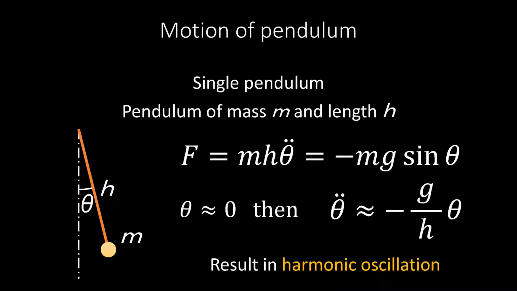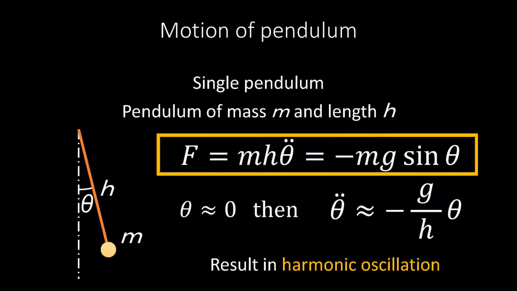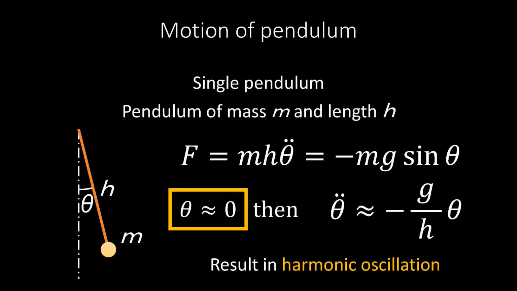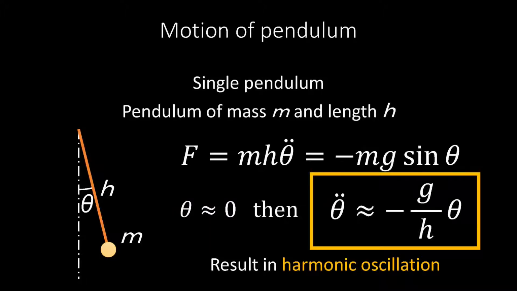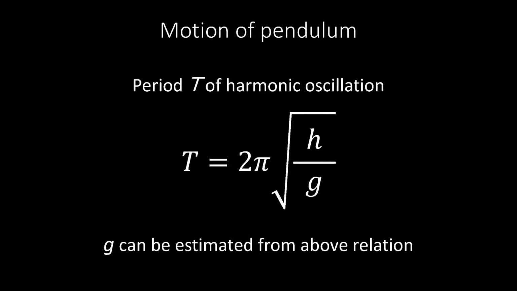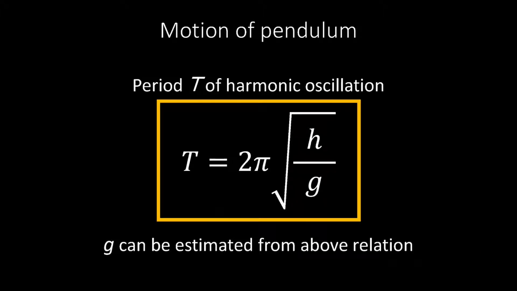First, let's consider the motion of a single pendulum. As we all know, the motion of a weight, m, attached to a string of length, h, can be expressed by this equation. When the swing angle, theta, is small, the weight obeys a simple harmonic oscillation. The period, t, of a single pendulum is expressed in this way. From this equation, we can estimate the gravitational acceleration, g.